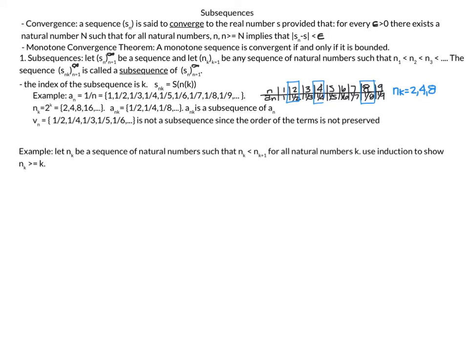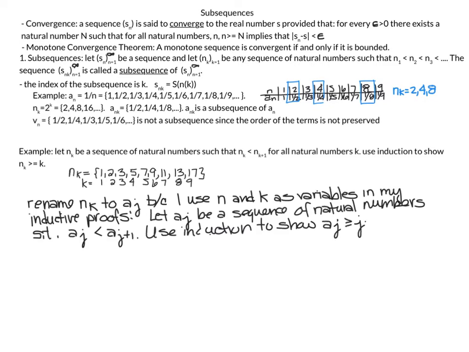For our first example, we're going to look at nk. It's going to be a sequence of natural numbers such that nk is less than nk plus 1 for all natural numbers k. We're going to use induction to show that nk is greater than or equal to k. And I'm going to start by renaming nk to aj because I like to use the variables n and k as variables in my inductive proofs.